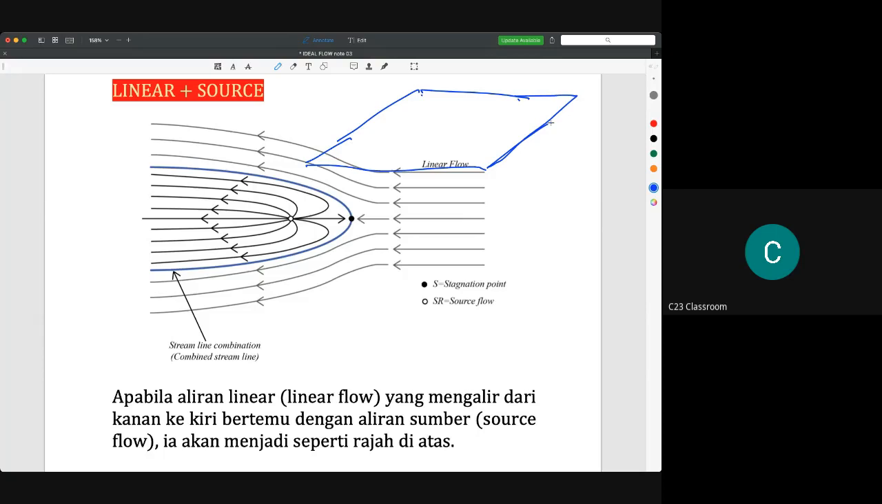Satu hose air awak letakkan seperti ini, supaya air itu keluar dalam bentuk linear. Okay, boleh nampak? Okay, boleh imagine. So maknanya that is the linear flow. Kemudian awak perlu untuk create source flow. So macam mana nak buat source flow?